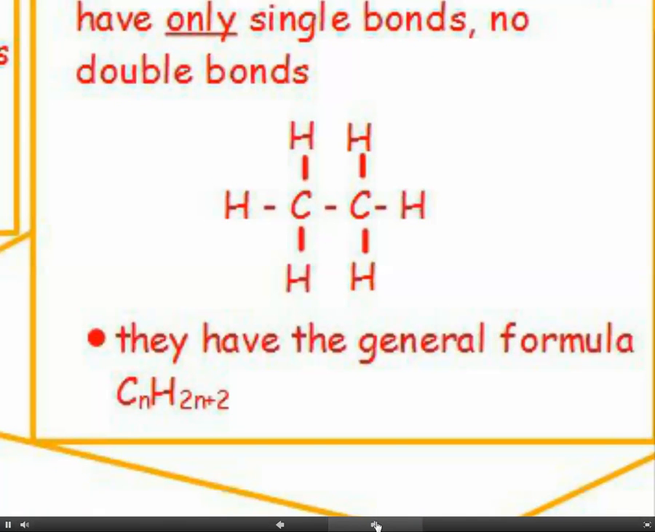But saturated hydrocarbons have only single bonds. And this shows the displayed formula for an alkane. It has only single bonds. They have the general formula CnH2n+2.